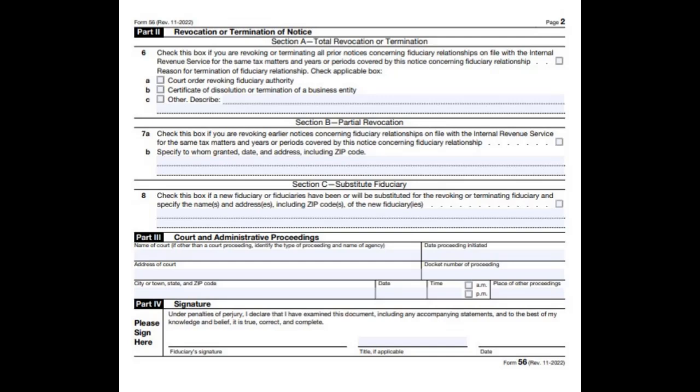Additional notes. 1. Multiple fiduciaries. If there are multiple fiduciaries, each must file a separate Form 56 for the person or entity they represent. 2. Separate forms for each role. If you are acting in different capacities, e.g., executor of an estate and guardian for an individual, file separate forms for each role. 3. Filing instructions. Send Form 56 to the IRS address provided in the form's instructions based on the taxpayer's location.